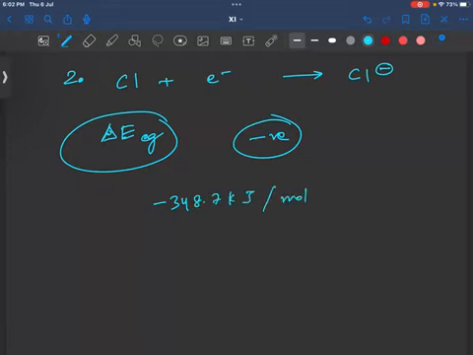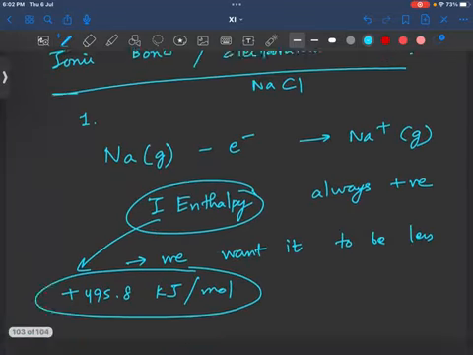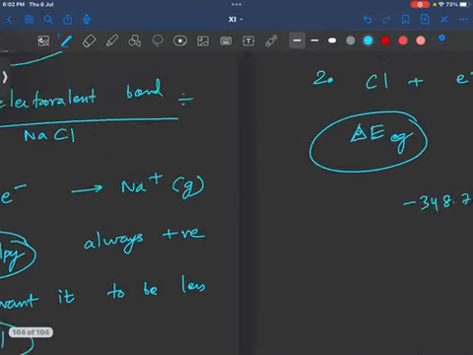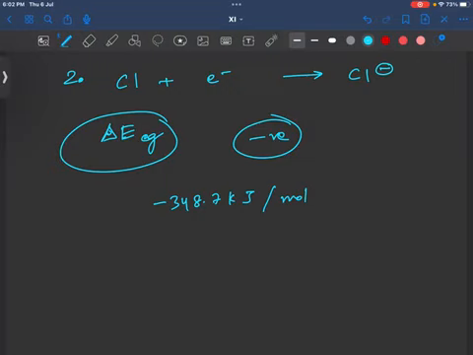है ना? दोनों को ऐड करो कितना आएगा? पॉजिटिव आएगा, नेगेटिव आएगा, बताओ. टोटल एनर्जी पॉजिटिव आ रहा है ना? है ना? That means बॉन्ड क्यों बन रहा है? एनर्जी शुड बी रिलीज्ड, राइट? टोटल एनर्जी नेगेटिव आना चाहिए, दोनों को ऐड करके. इसका देखो प्लस 495.8, इसका है -348.7, है ना?